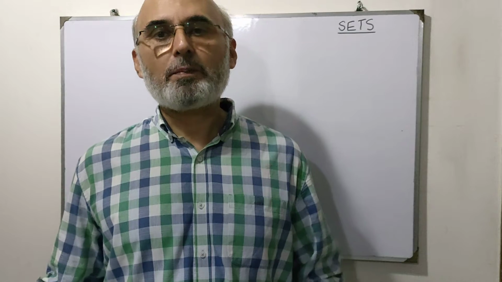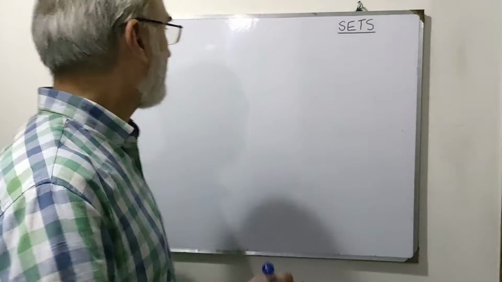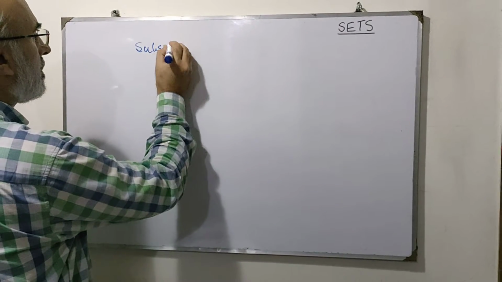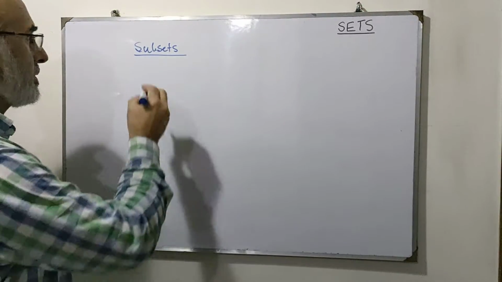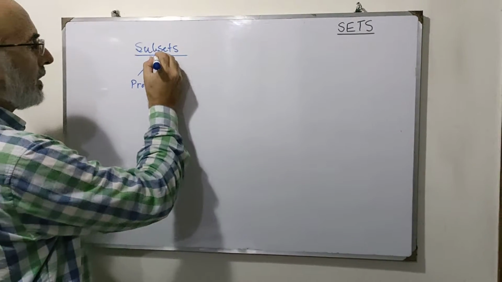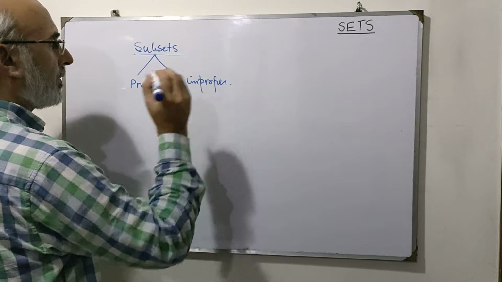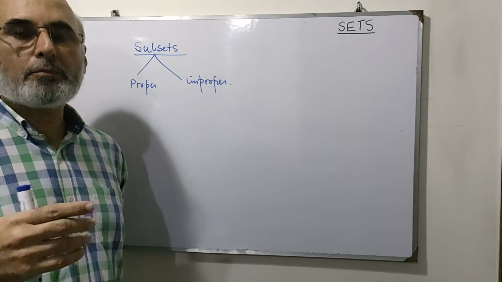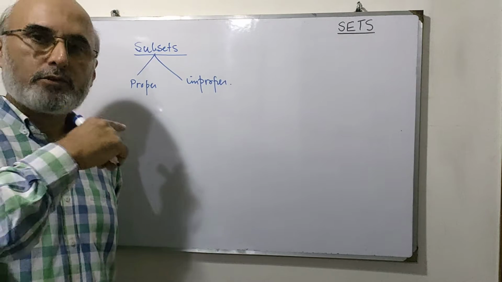And the first topic we will try to understand is subsets. When we talk about subsets, they are of two types: proper and improper. To understand this concept, let's take an example. I'm going to take a set and a subset, and then we'll talk about this concept.